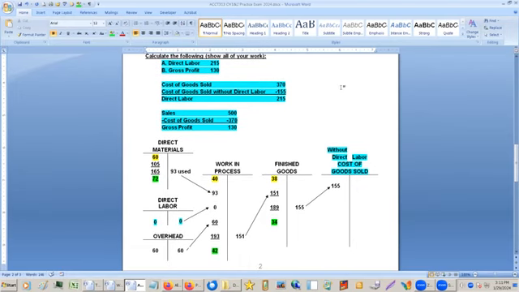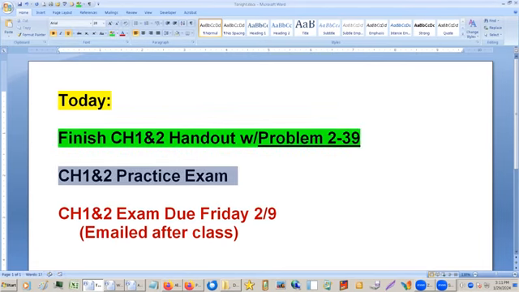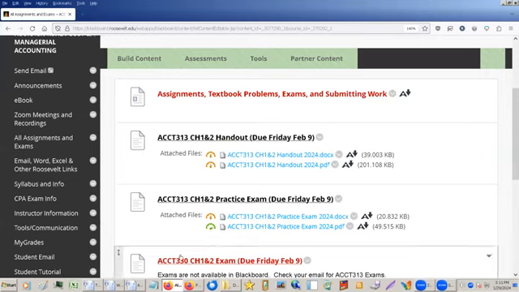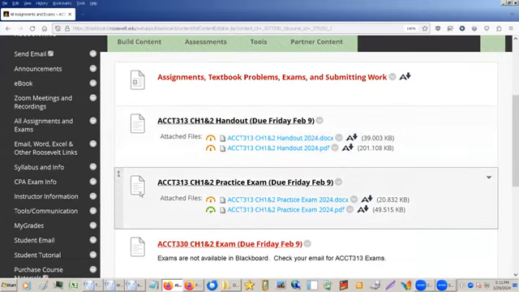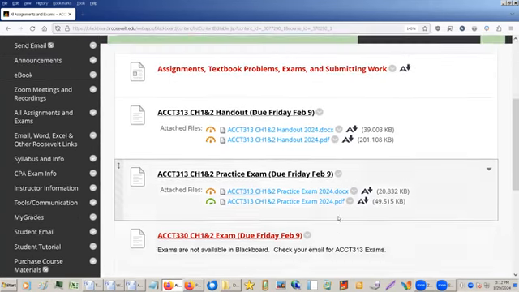Okay, any questions? All right, well, we can turn these two things in today. So those will go in here. And I will be sending out, probably in the next hour or so, the chapter 1 and 2 exam. And again, none of the stuff is due until February 9th, so you have plenty of time to work on it.